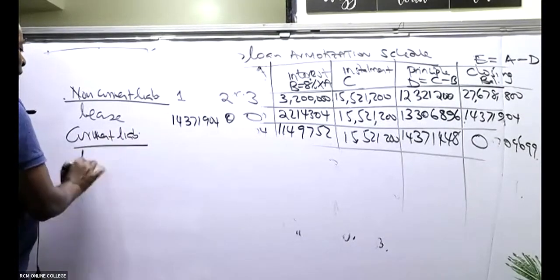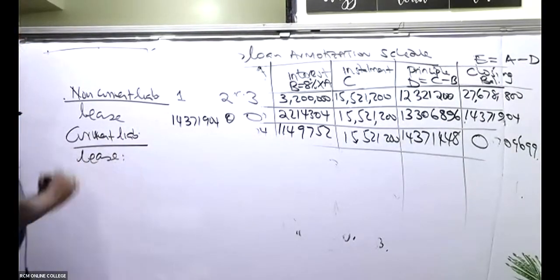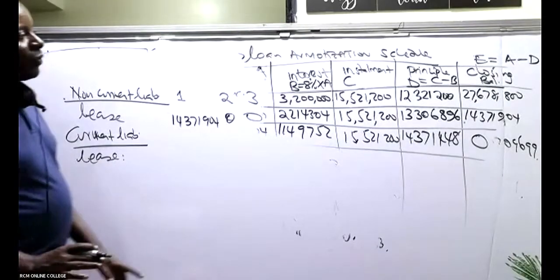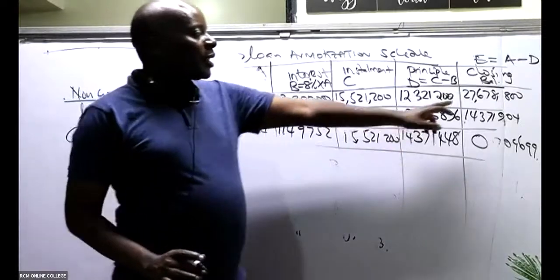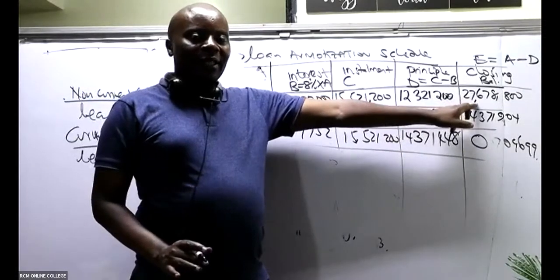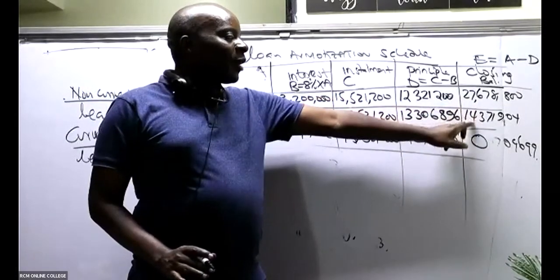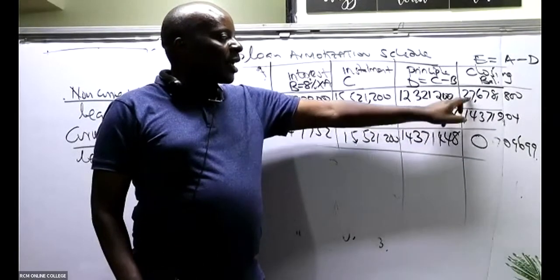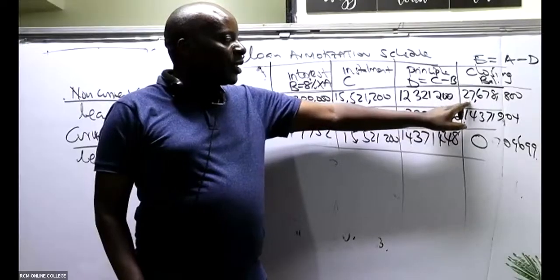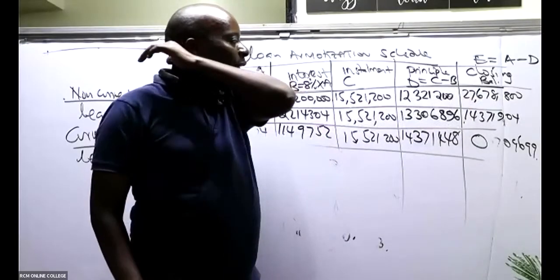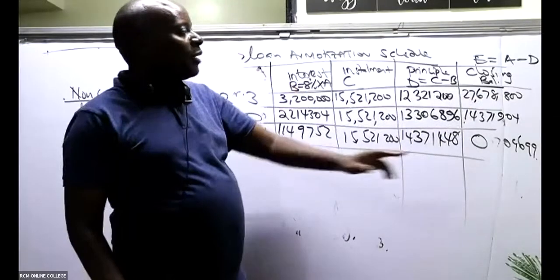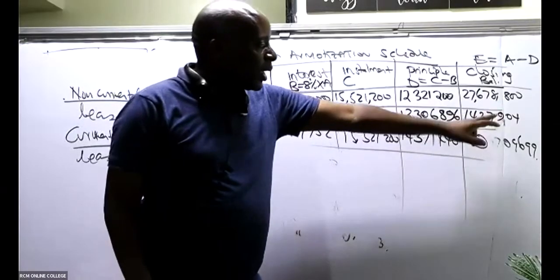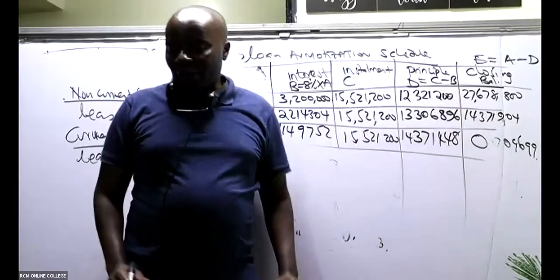Current liability. So in this case here, we call these the lease. So then we will ask ourselves, initially we had 27 million and something, but something must have been paid for us to arrive at 14. Can somebody give me the difference between this and this? Take 27,678,800 minus 14,371,904. Somebody please give me that.